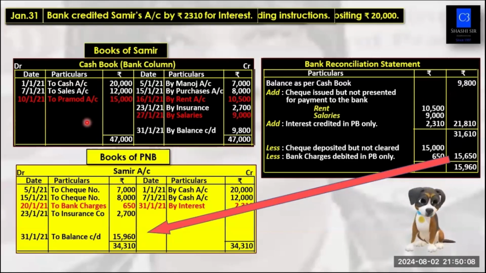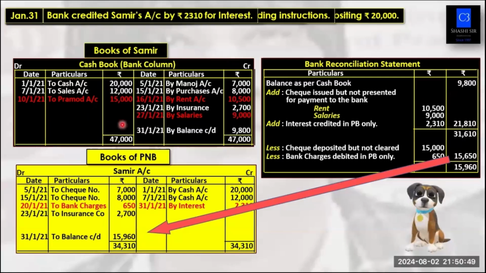This balance is known as credit balance as per cash book, and it is also known by two other names. If the balance is on here, to balance c/d on the debit side, then this balance is also known as unfavorable balance as per cash book, and another name is overdraft as per cash book. This will be the third variety of bank reconciliation.